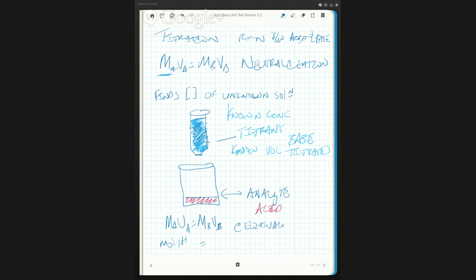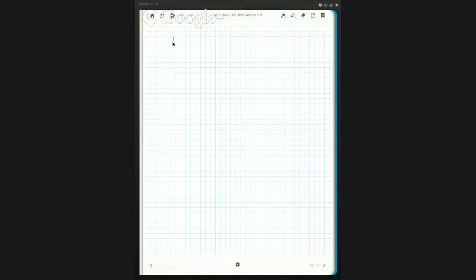At the equivalence point, the moles of H+ equal the moles of OH-. That's really what this equation is about. Unfortunately, what happens if you have a diprotic acid, or a base with more than one OH-? Okay, so if that happens, MaVa equals MbVb.